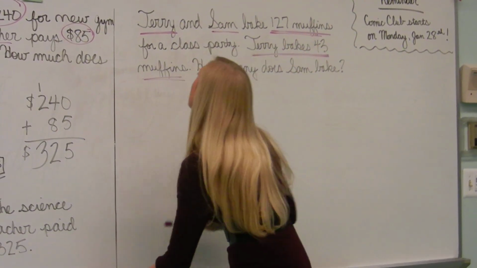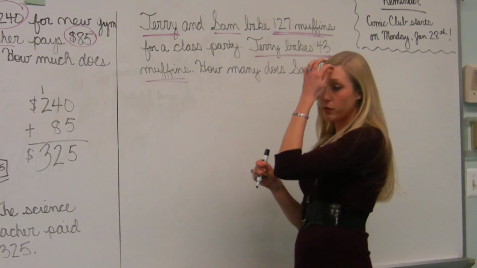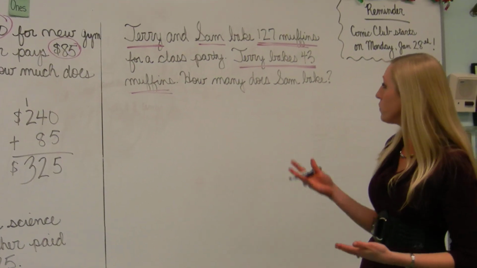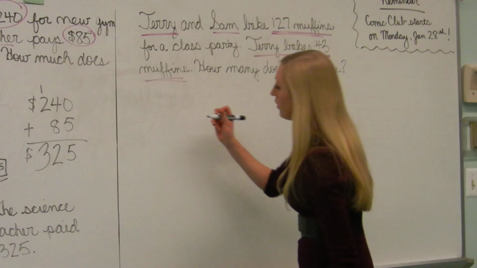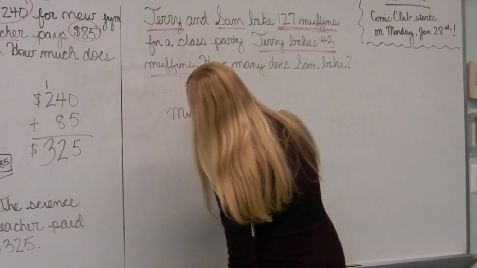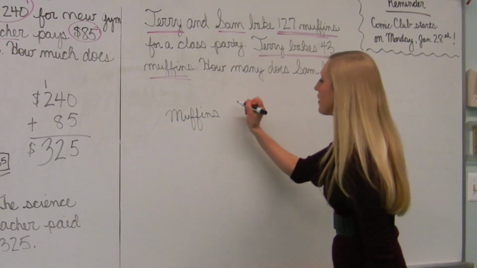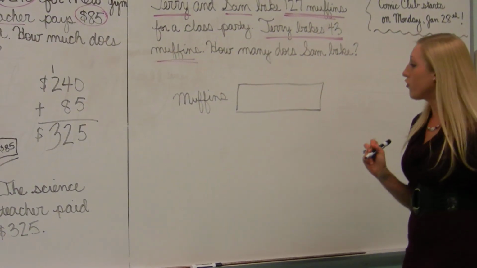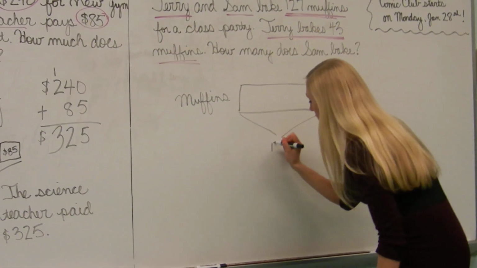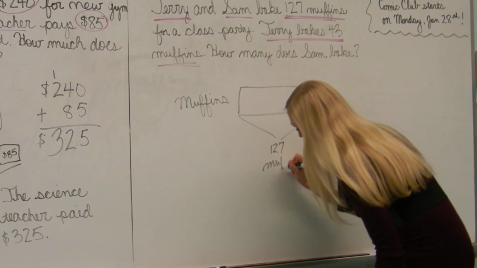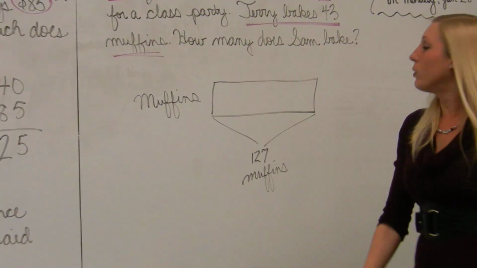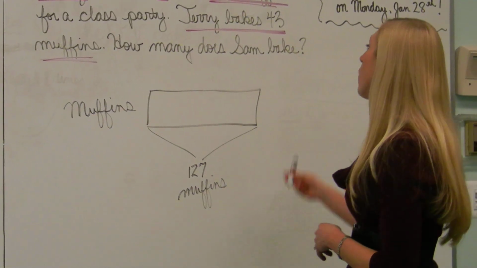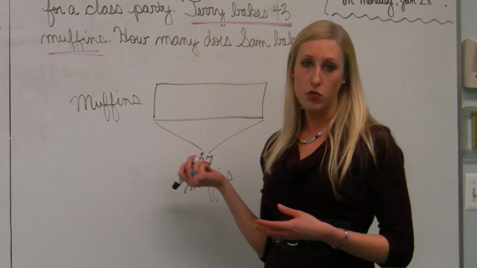So again, what you need to do is determine what the unit bars are going to be measuring. This unit bar is going to be measuring muffins. We know how many Terry has baked, and we want to figure out how many Sam is going to make. So we'll write out muffins. And we know that we have a whole this time of 127 muffins. What we also know is that Terry was responsible for baking a part of this whole. He was responsible for 43 of the 127 muffins.